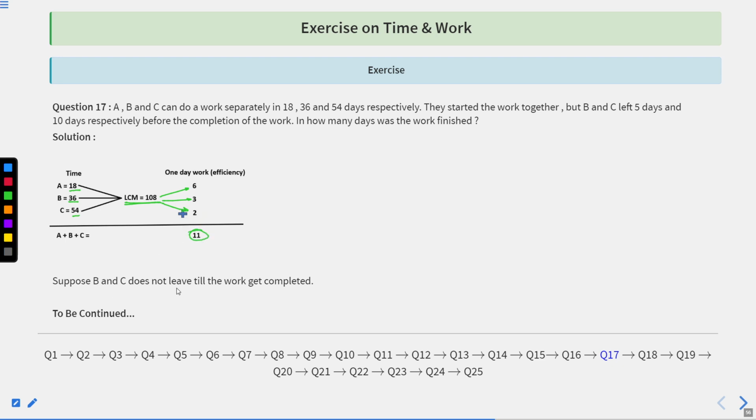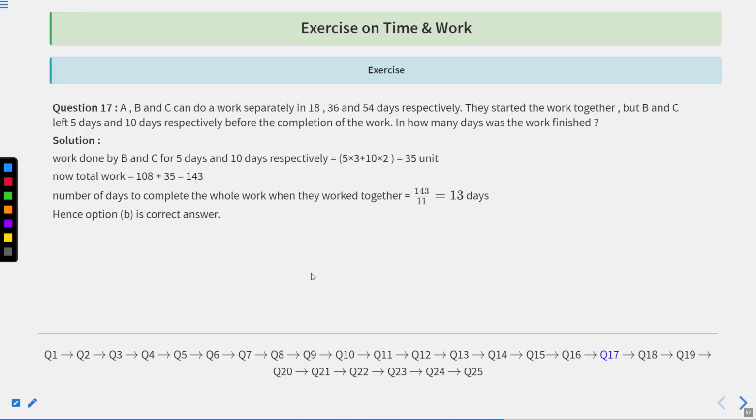Suppose B and C do not leave till the work gets completed. So the work done by B and C for 5 days and 10 days respectively will be 5 times 3 plus 10 times 2. That is 35 units. Now total work is 108 plus 35, that is 143. So the number of days to complete the whole work when they work together is 143 upon 11, that is 13 days. So the correct option here is option B.